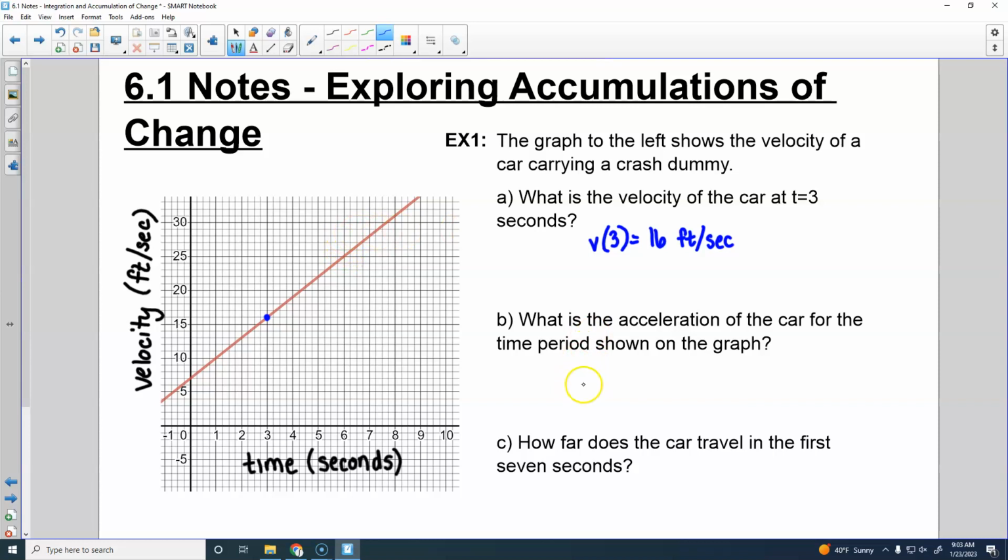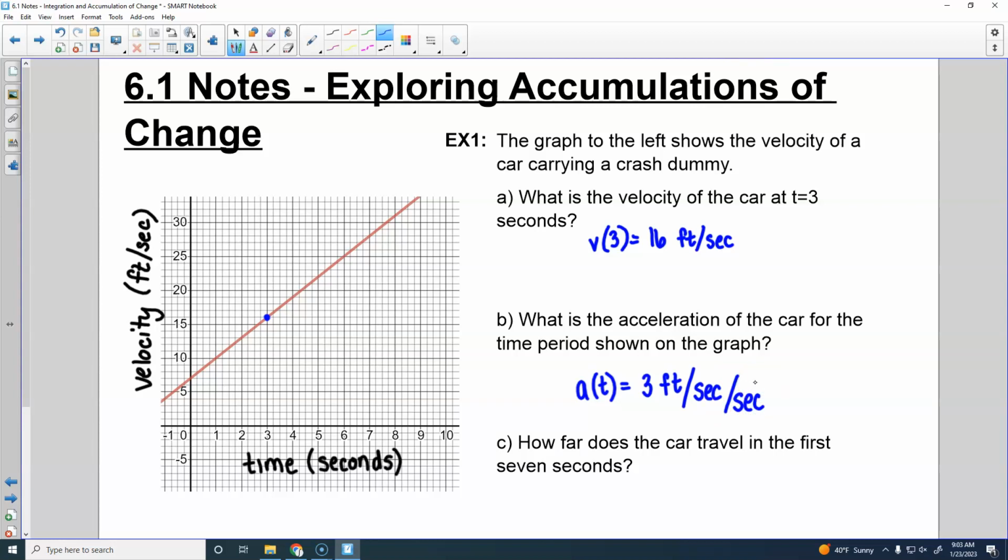Yeah. So acceleration would be constant. It wouldn't matter what time, right? Because we have a straight line with a constant slope here. So that would be 3 feet per second. I'm going to write it this way, per second, or you can do feet per second squared.